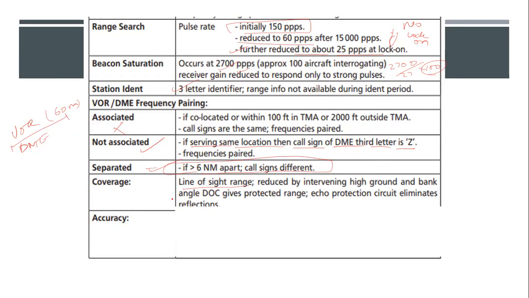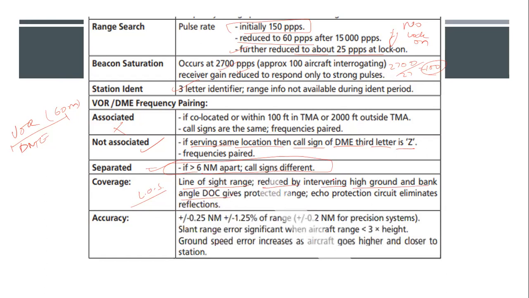Coverage, we saw that the range is calculated on the basis of LOS, which is line of sight. Reduced by intervening high ground, beacon, that's not required. Echo protection circuit eliminates the reflections. Important, very, very important. Then we discussed the accuracy, plus minus 0.25 nautical mile. These are the important parts.